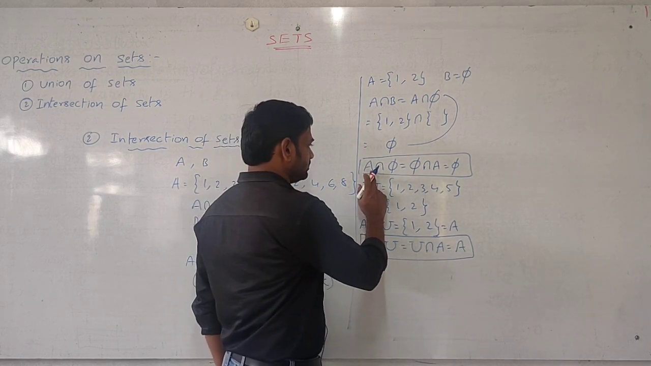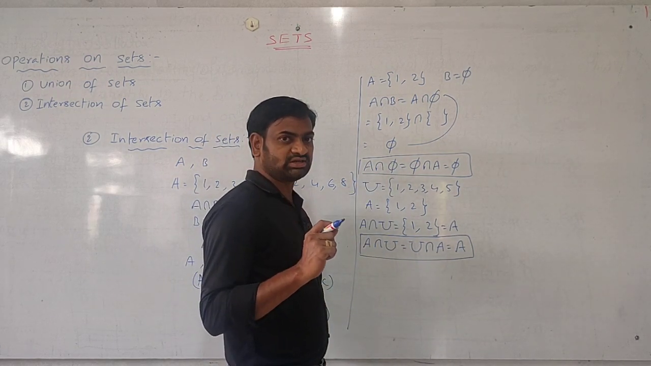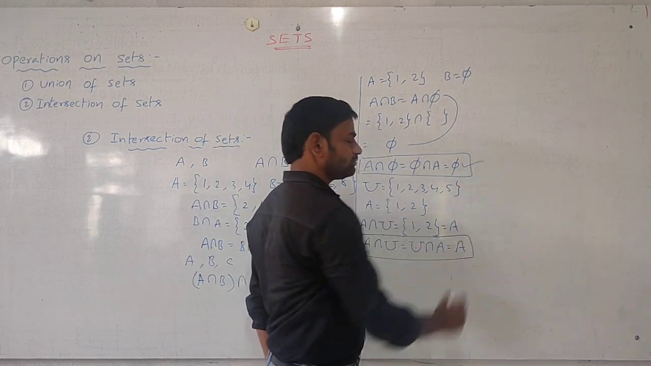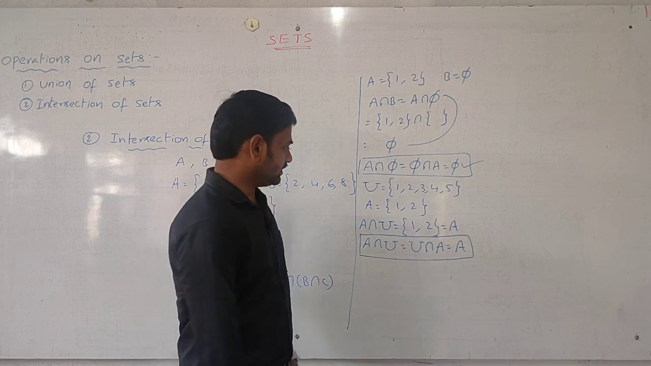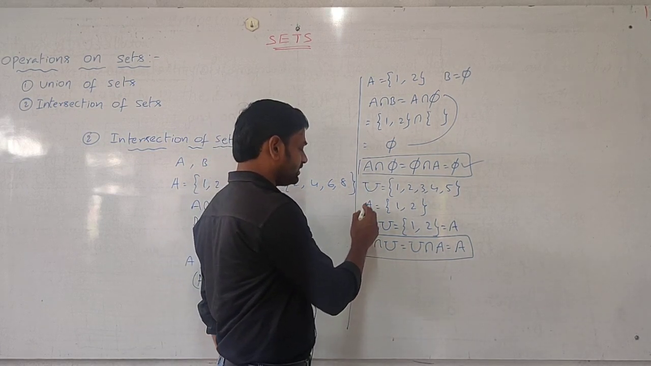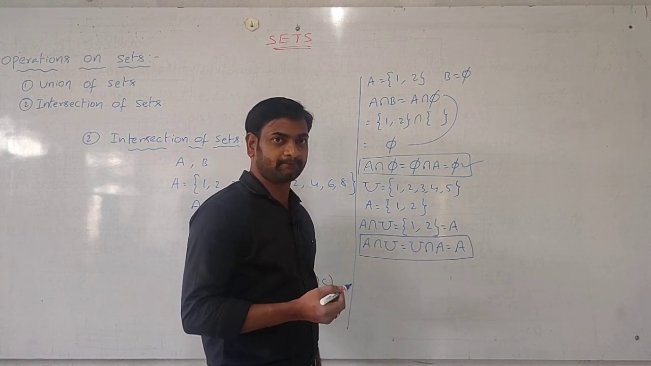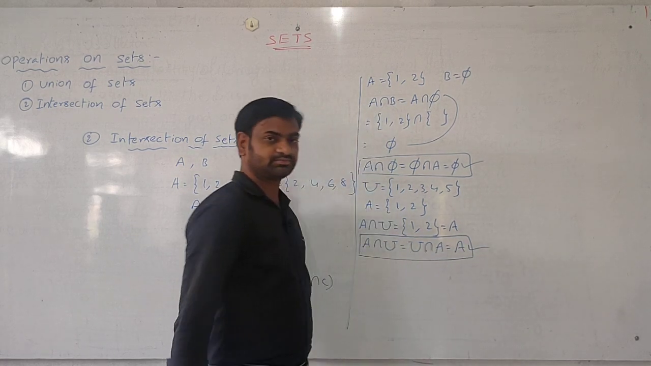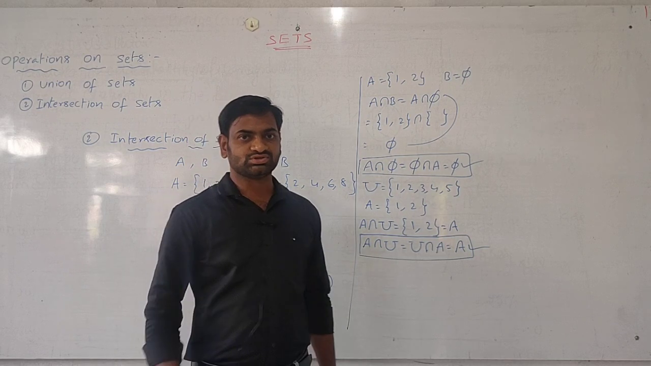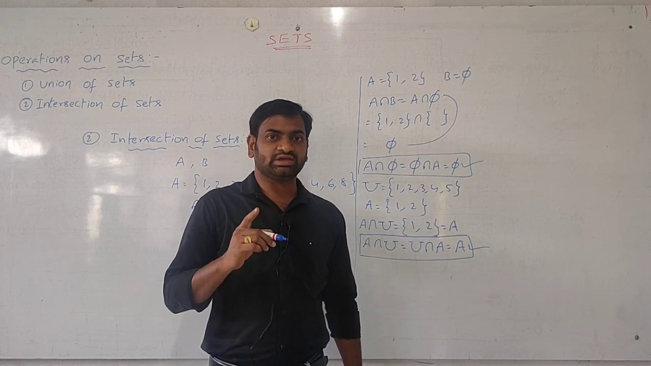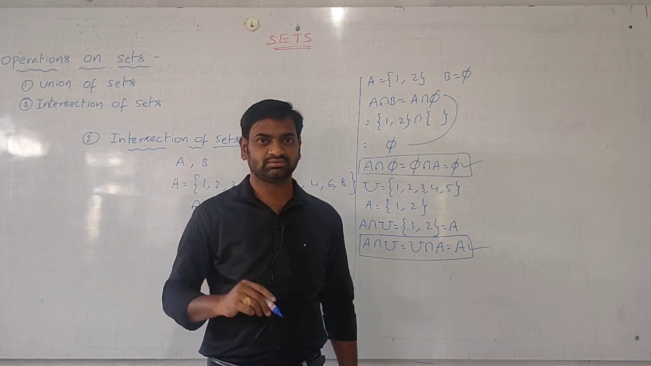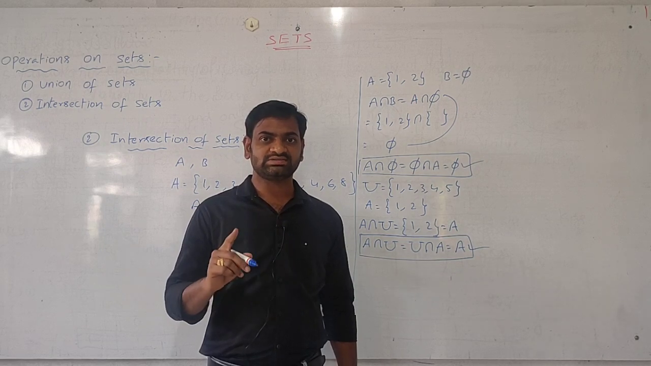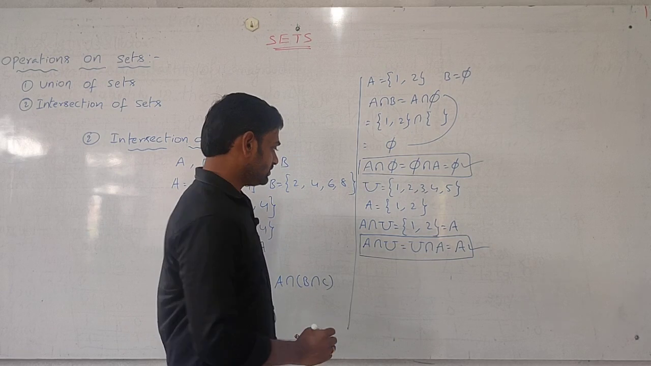Now in A and phi, what is the small set? Phi, the empty set, is the small set. So answer is small set. Next, in U and A, what is the small set? A is the small set. So the answer is small set. So always remember, when you are taking union, answer is big set. When you are taking intersection, answer is small set.